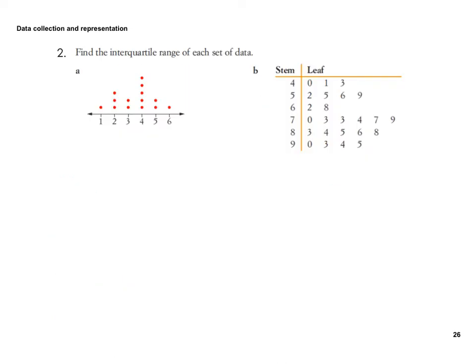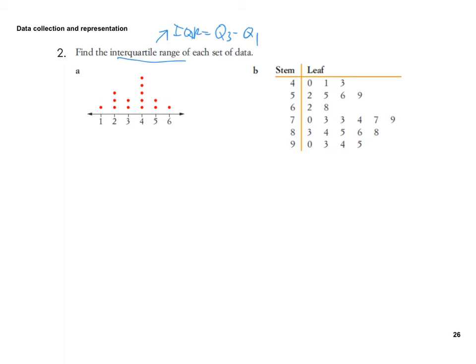Okay, two more questions. Question 2. So part A, this is a dot plot, this is a stem and leaf plot. We still want to find the interquartile range, but obviously the questions are now slightly different. So just don't forget, IQR equals Q3 minus Q1. Okay, please pause and have a go before I go through them.